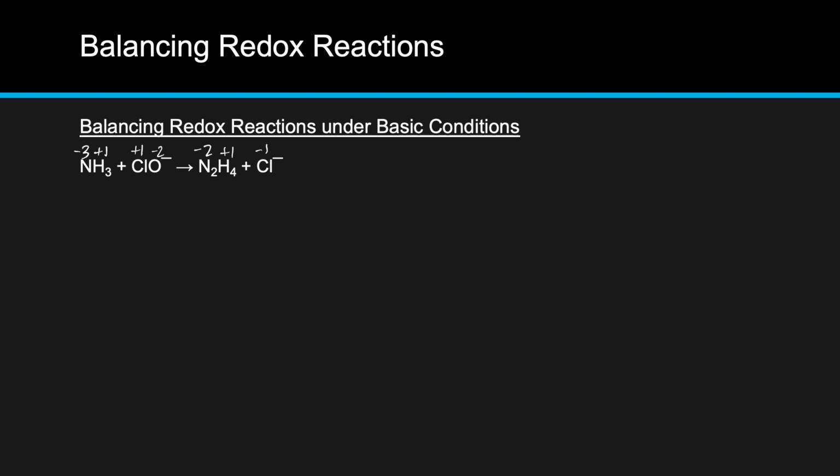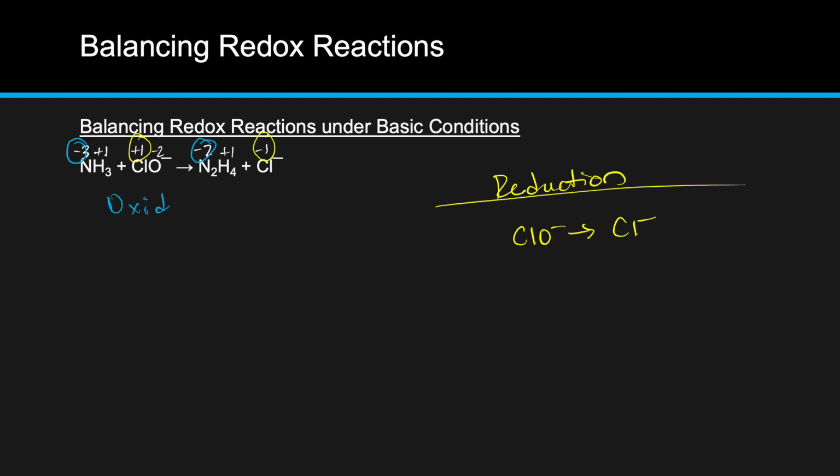So now let's go ahead and identify our components. So our chlorine is going from a +1 to a -1, which means it's gaining electrons. So that's going to be our reduction equation. So ClO minus and Cl minus. And then our nitrogen is going to be losing electrons because it's going from a -3 oxidation number to a -2. So that is going to be oxidized. So we have NH3 and N2H4. So now let's make sure our non-hydrogen and oxygens are balanced.